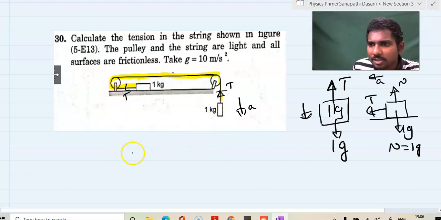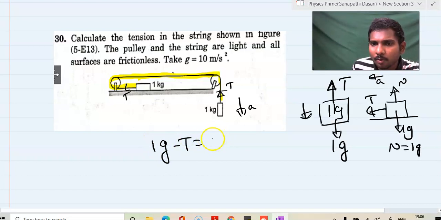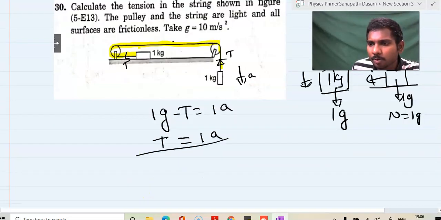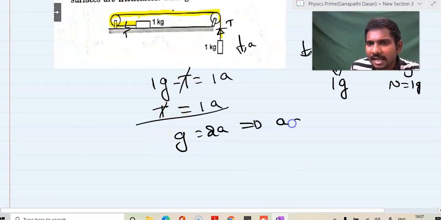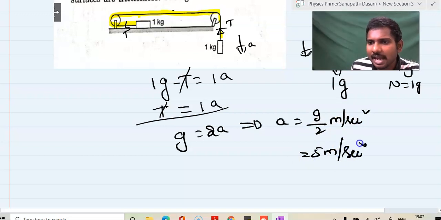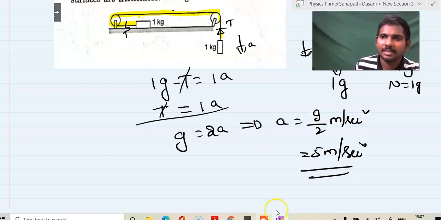And if we solve these two equations, 1g minus T is equal to 1a, and the other equation T is equal to 1 into a. Adding both equations, T will be cancelled. g is equal to 2a, that implies a is equal to g by 2 meter per second square, that is 5 meter per second square, the acceleration of the two blocks.